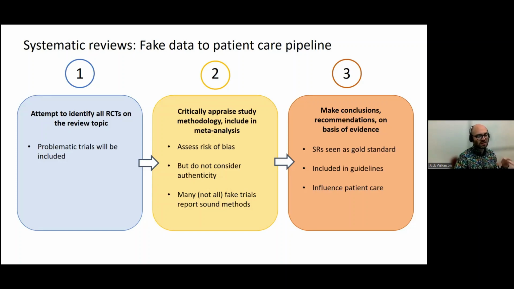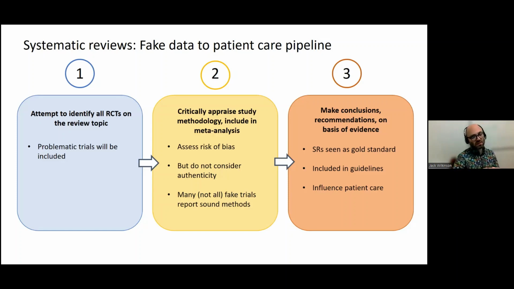Then we take a look at the studies and we critically appraise their study methodology before including them in a meta-analysis. And we typically do that by assessing the risk of bias in the studies. But those risk of bias assessments are predicated on the assumption that the studies were genuine, that they actually happened as described, okay? We don't normally consider the question of whether or not the trials are authentic as part of that process. And unfortunately, many fake or untrustworthy trials report perfectly sound methods, okay? So risk of bias doesn't indicate any problems whatsoever.